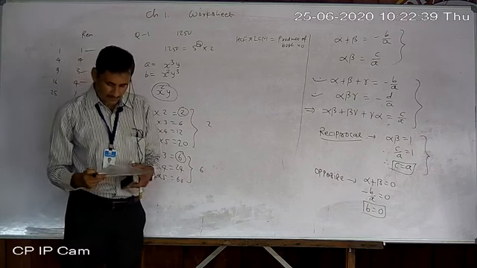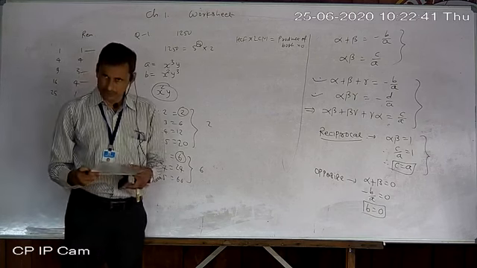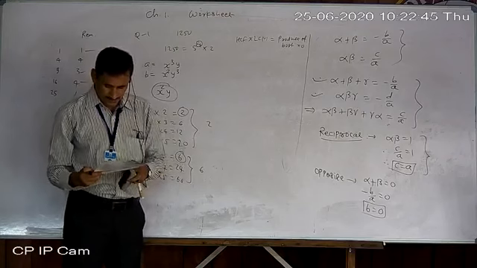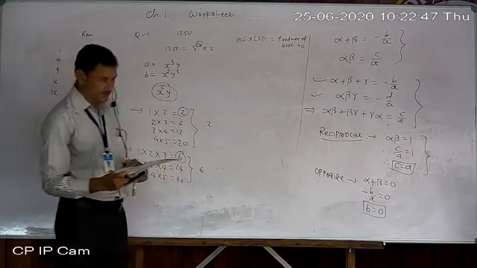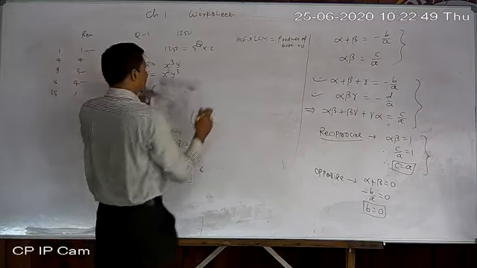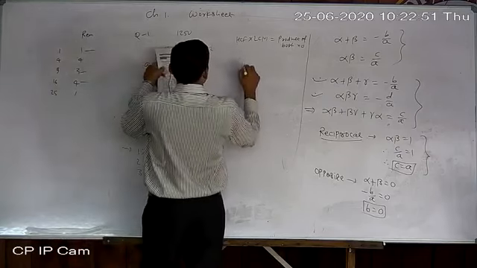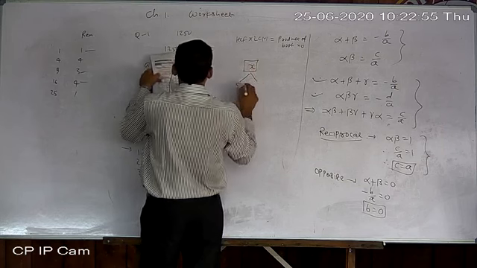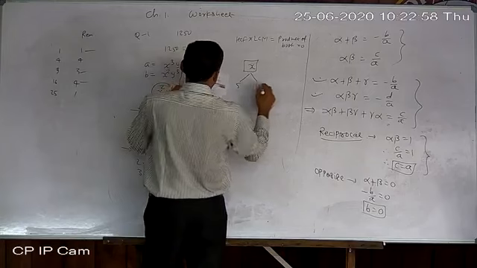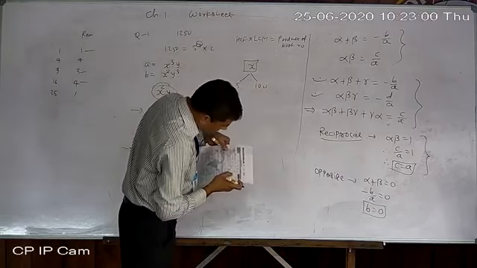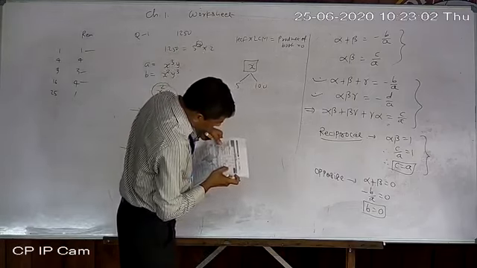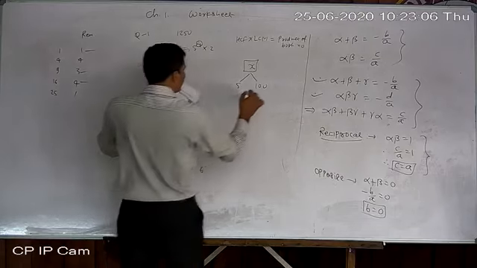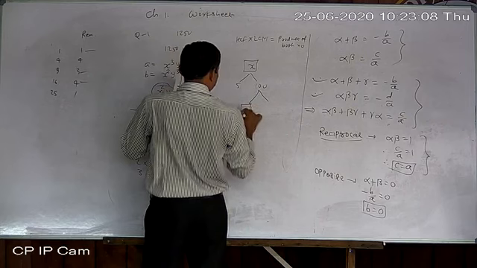Number 12. Prime factorization of 98. You can do it. Number 13. From the given factor tree, find the value of x and y. There is a factor tree given, but it is very simple. X is not given. It is given 5 and 100. Then given 7 and y.